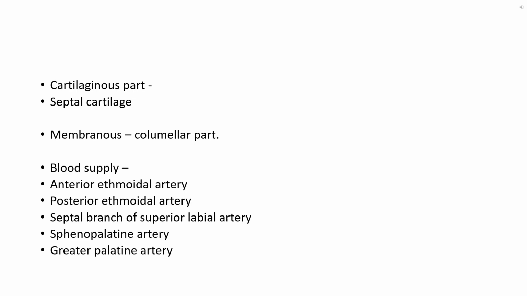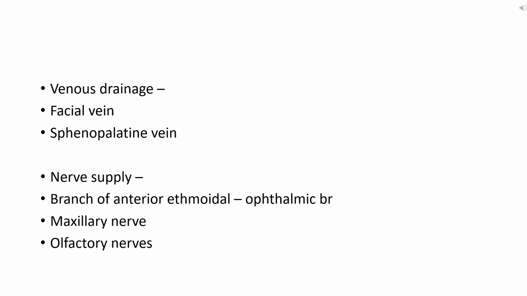What are the important blood vessels that supply the nasal septum? It is very important. The names are anterior ethmoidal artery, posterior ethmoidal artery, septal branch of superior labial artery, sphenopalatine artery, also known as artery of epistaxis, and greater palatine artery. What is the venous drainage? There are two important veins that drain the blood from the nasal septum, that is facial vein and sphenopalatine vein.